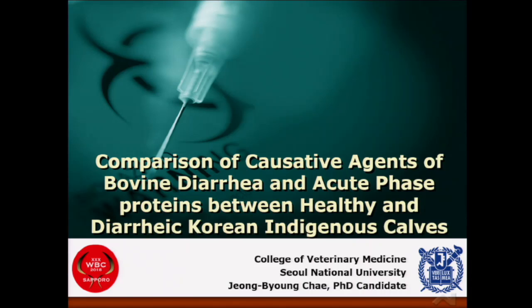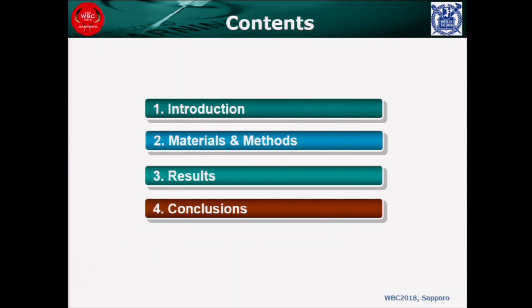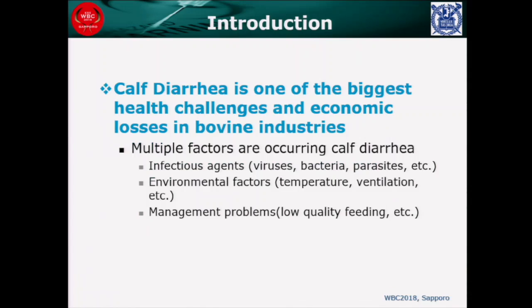My topic is comparison of causative agents of bovine diarrhea and acute phase proteins between healthy and diarrheic Korean indigenous calves, which is also called HANU. My presentation will be shown like this.